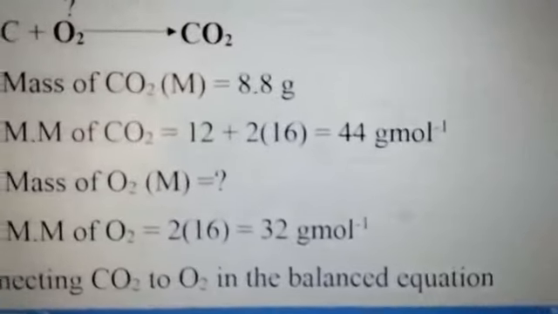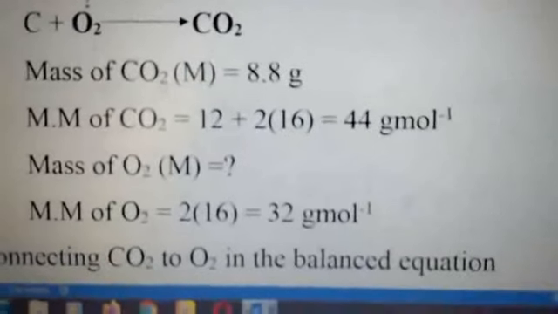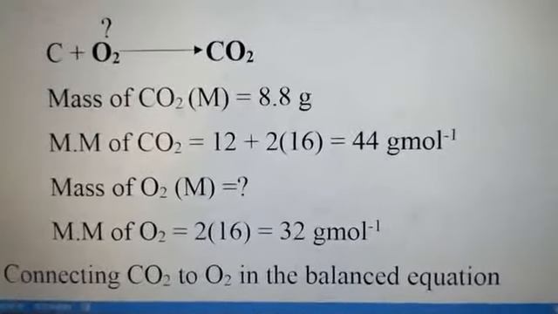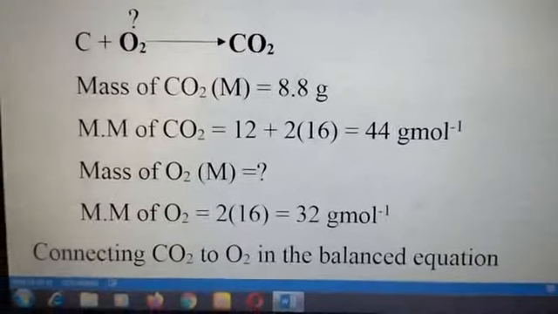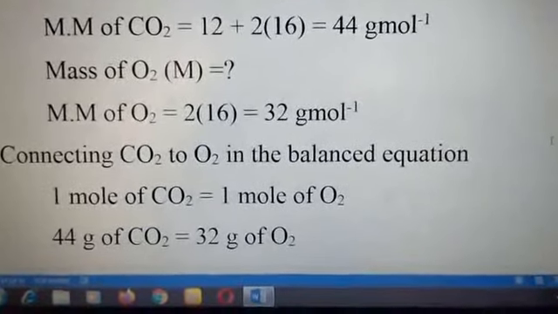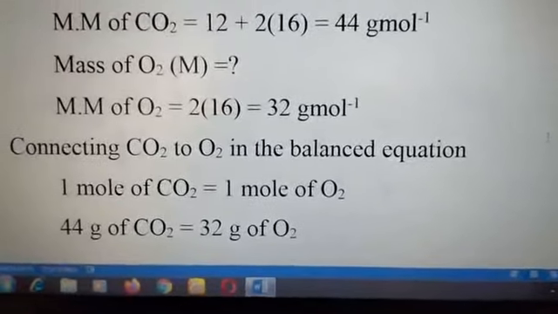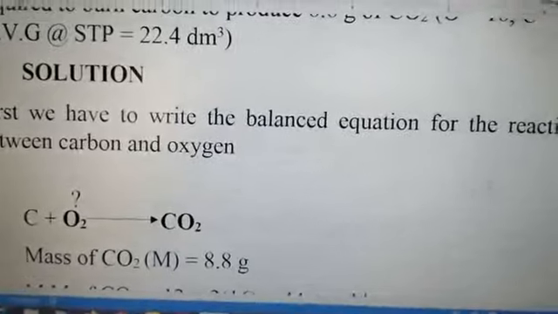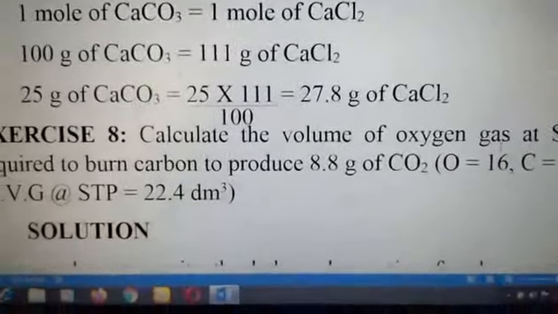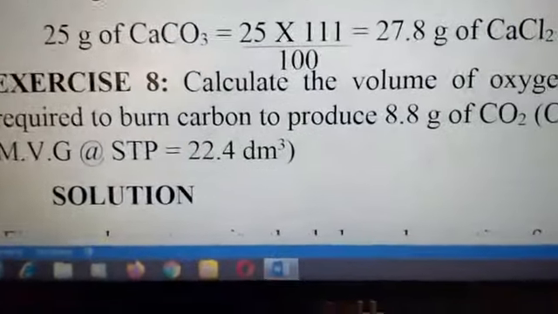Multiply by 2 because there are 2 atoms of oxygen there. And that gives us 44 grams per mole. So we're looking for the mass of oxygen. So the mass of oxygen, we'll now move on and say 1 mole of CO2. No, we don't. The question says we're asked to find the volume of oxygen, not mass. So that's an error. Don't worry, we have to correct it here now.